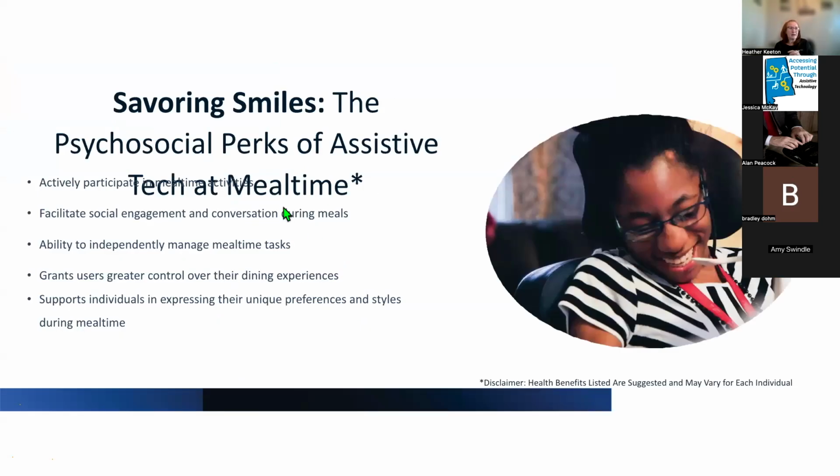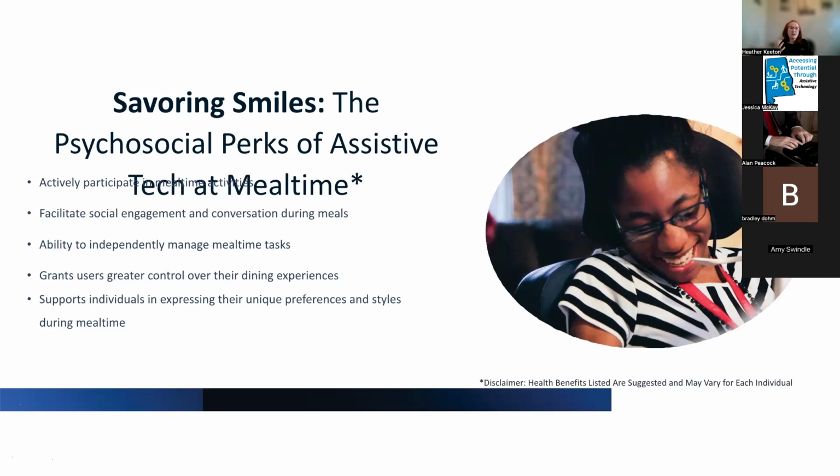Let's talk a little about the social perks. So what are some of the social perks of using assistive technology at mealtime? It really facilitates social engagement and conversation. A lot of times when we're fed by a caregiver, we're sitting 12 to 18 inches apart and feel that we need to almost converse solely with that person. So by opening up the table and allowing a person to be independent, it really facilitates that social engagement and conversation.